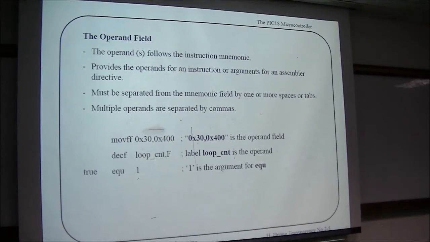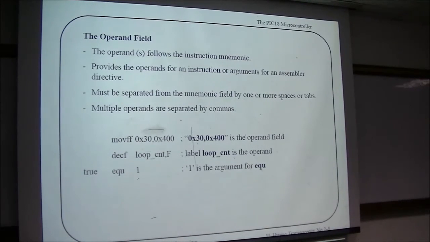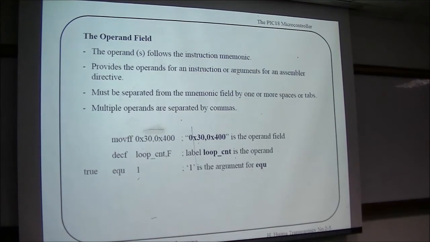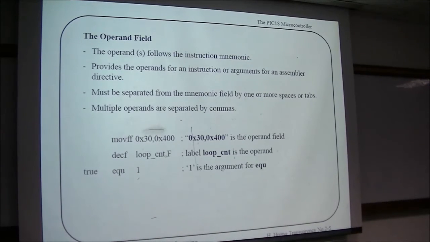And after the mnemonic field is actually the operand field. Now operands, as I mentioned, is the field where you have the F, B, A or the K. Those are actually the operands. So as you have seen so far, in the examples that we have done, in the operand part, we have used it to load a literal value, or to identify the address of the file register that we want to manipulate or use. So the operand field follows the instruction mnemonic, because that is the format in your instruction set as well. And it provides the operands for an instruction or arguments for an assembler directive.